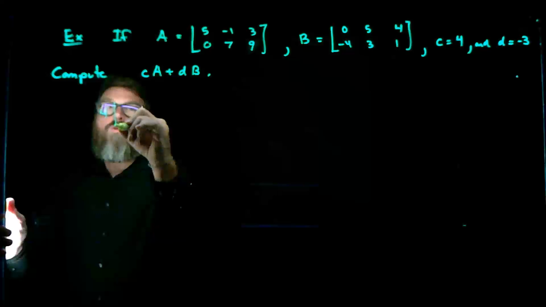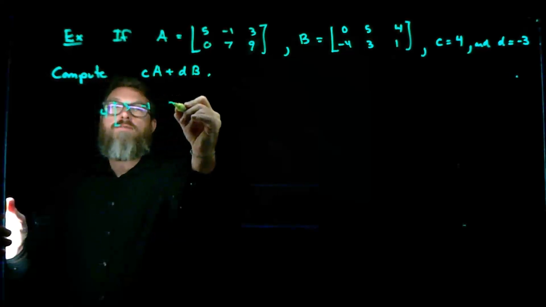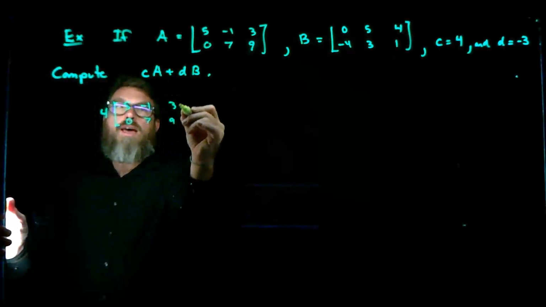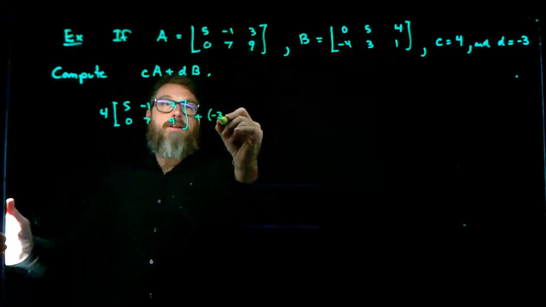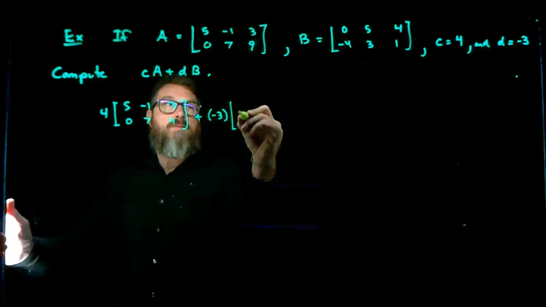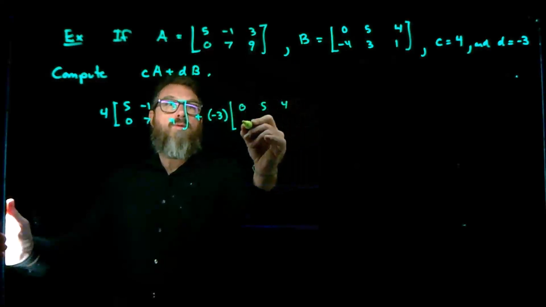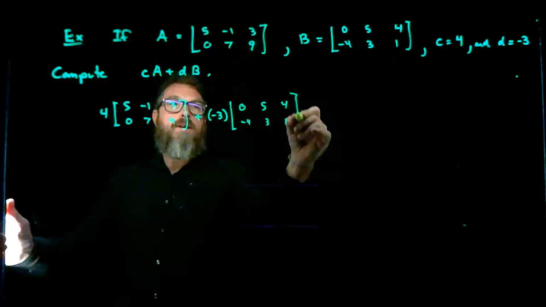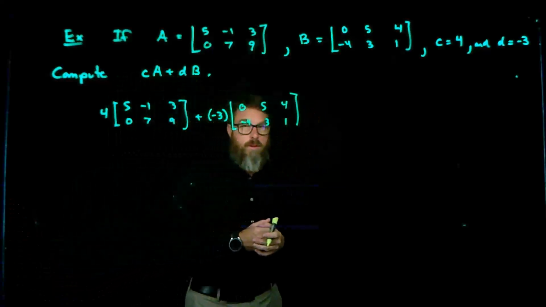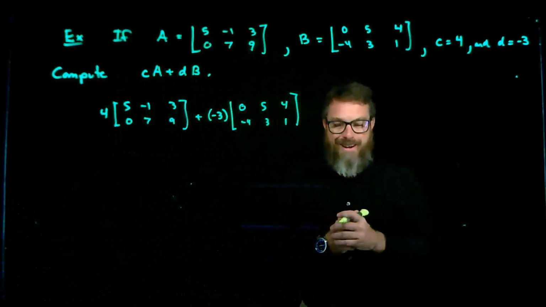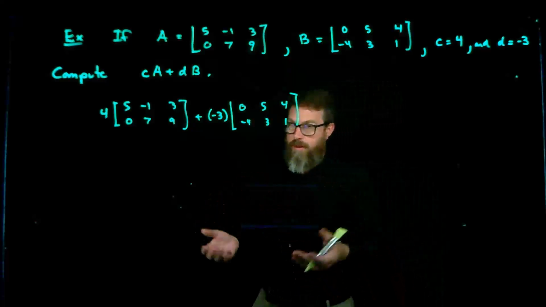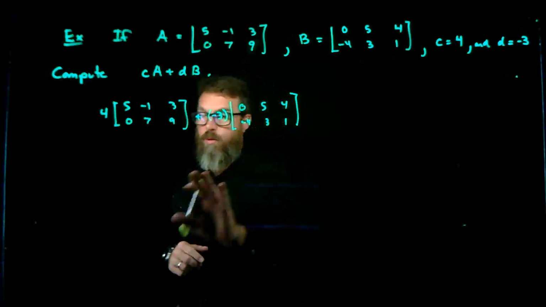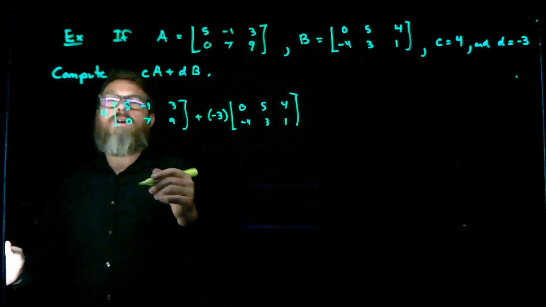So this is going to be 4 times matrix A, which is 5, negative 1, 3, 0, 7, 9. And then I'm going to add this to D, which is going to be minus 3 times matrix B, which is 0, 5, 4, negative 4, 3, 1. In any algebra or mathematics class, you do the multiplication before you do the addition because of order of operations. So that's what I'm going to do.